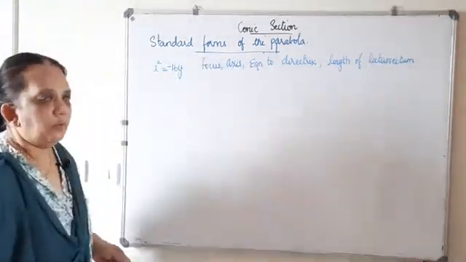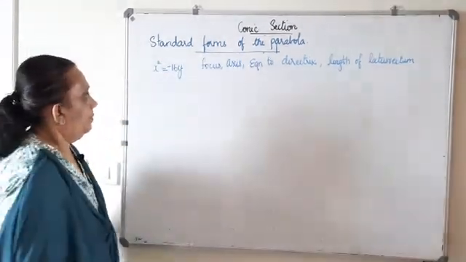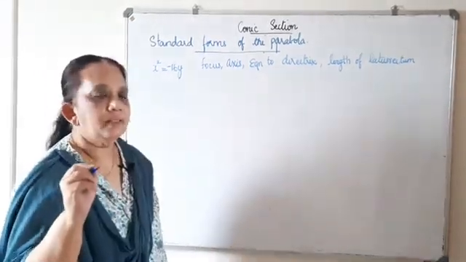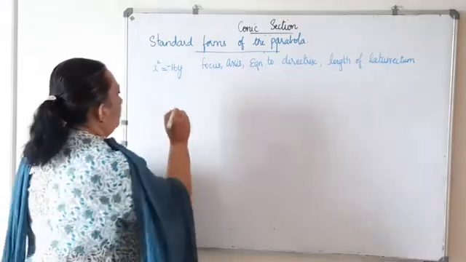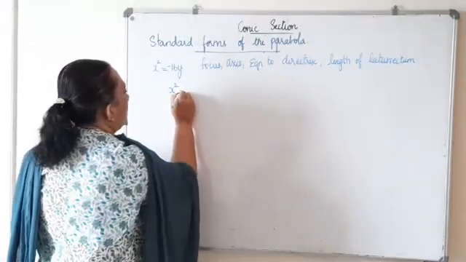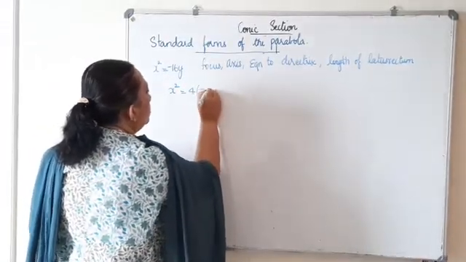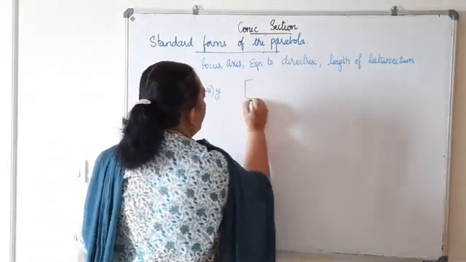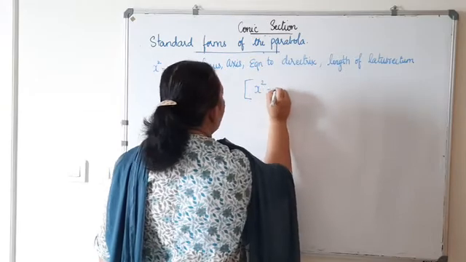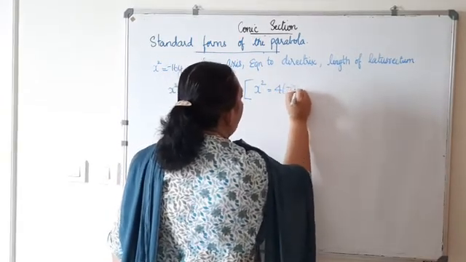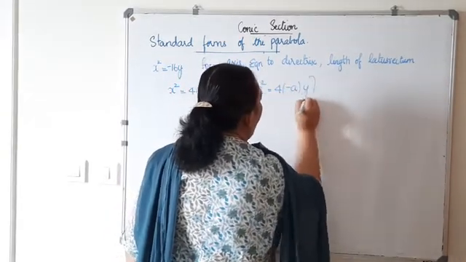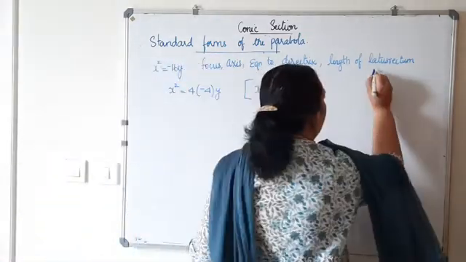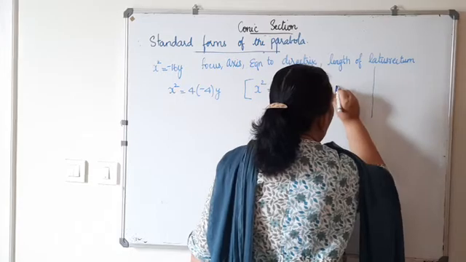x squared is equal to minus 16y. You have to identify to which category this parabola belongs. x squared is equal to 4 into minus 4 into y. So it belongs to the category x squared is equal to 4 into minus a into y. That means it opens downwards.